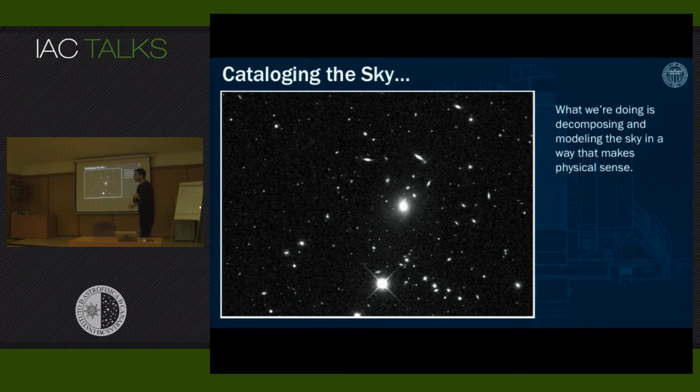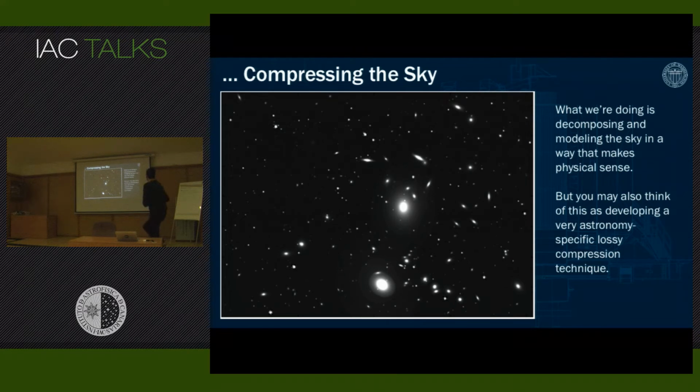found. So then you take a look at what we've done, and you realize one thing. If you look at this from the point of view of an astronomer, what we're doing is decomposing and modeling the sky in a way that makes physical sense. We take this image of the sky and decompose it into stars and galaxies, and we model their positions and shapes, and that's what's going to be our sky. But if you're a computer scientist, you're going to take a look at that and say, oh, you built a lossy compression algorithm.